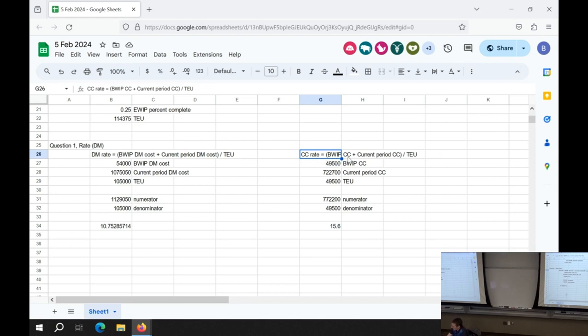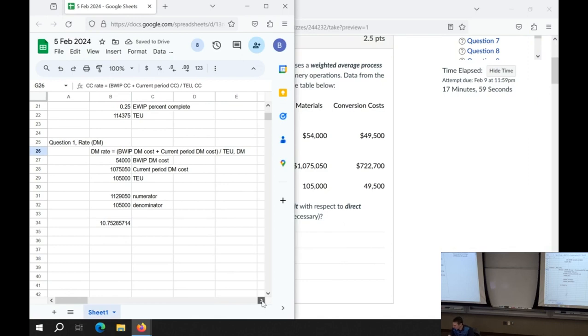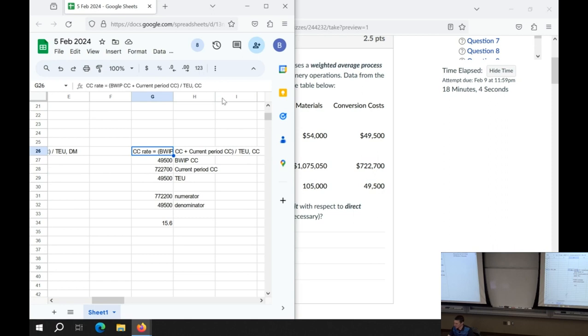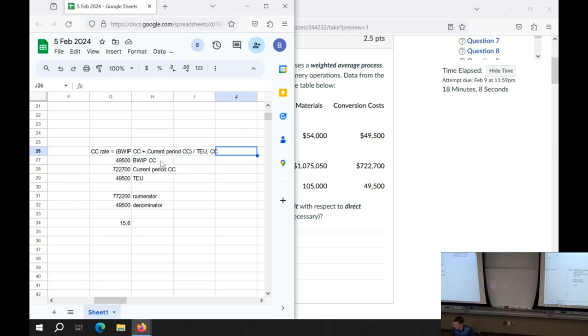Conversion cost rate is beginning WIP conversion costs plus current period conversion costs, all divided by the TEU. In fact, TEU with respect to conversion costs. Okay, so I cheated a little bit. I just copied over the cells. And some of you are watching, so maybe you saw what I was doing. Just copied over the cells, changed DM to CC, and tried to delete cost to be non-redundant.